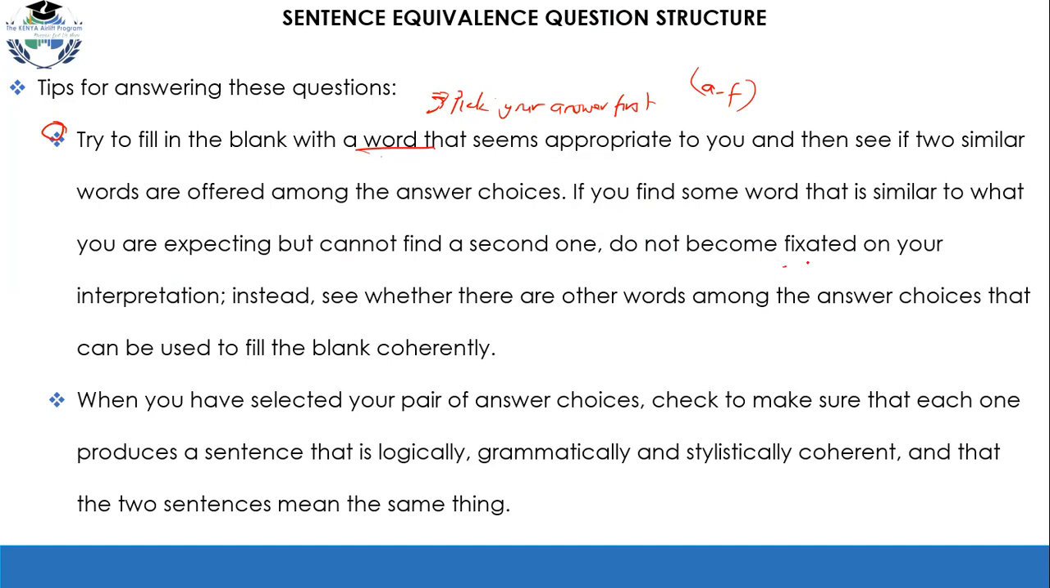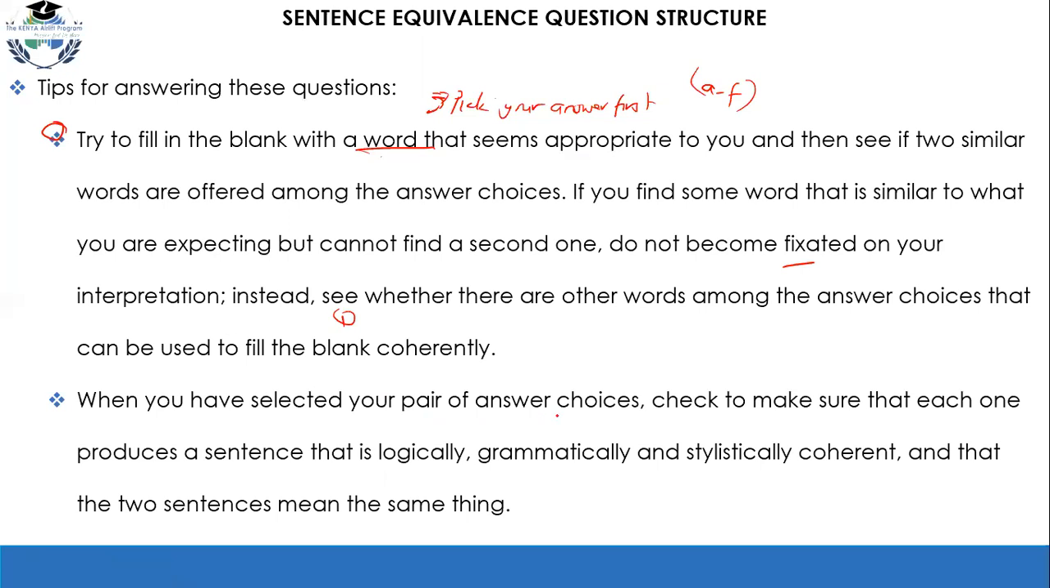Again, don't become fixated on your answer. It may be that you found one that means exactly what you wanted, but the second one you can't seem to find. Don't be fixated. Just look at the other words and look at what could fill your answer in a way that makes sense. Again, you can't really know this if you don't know vocabulary. So vocabulary is important. It's not the most important thing, but again, it's quite important.